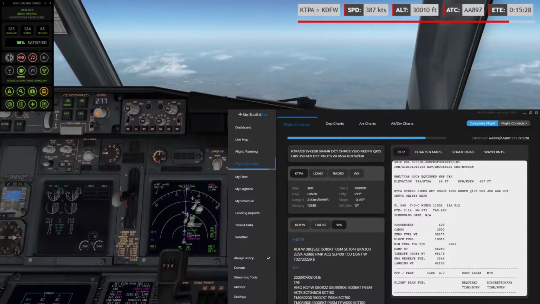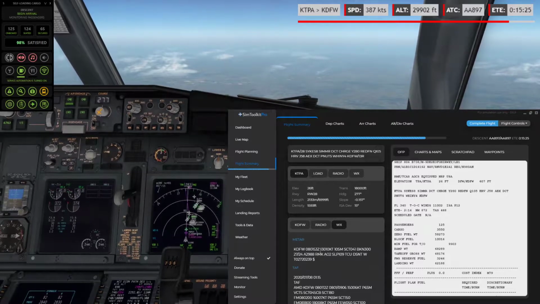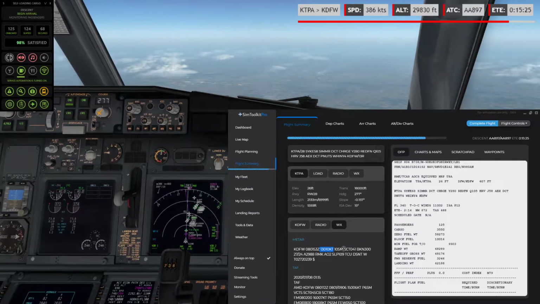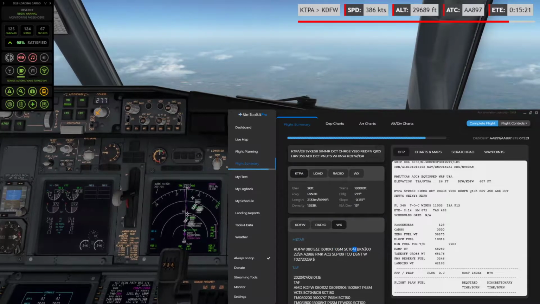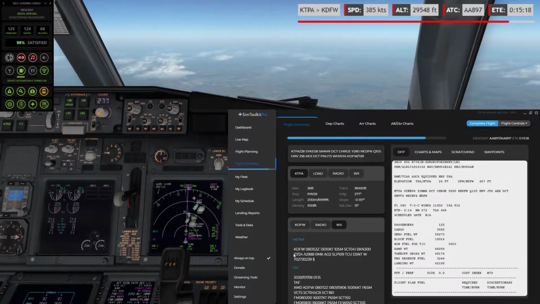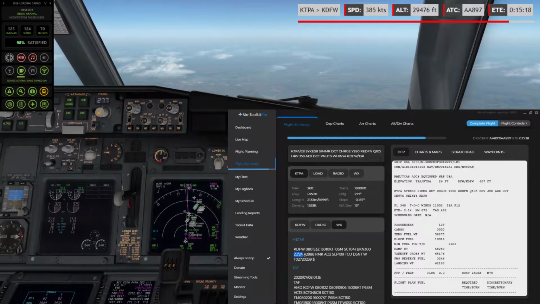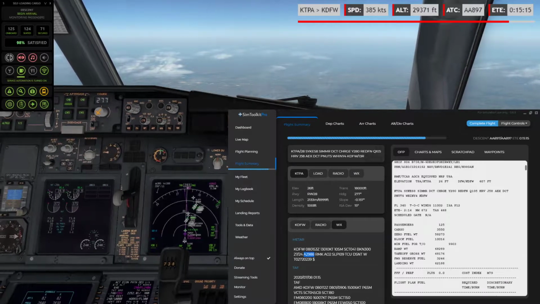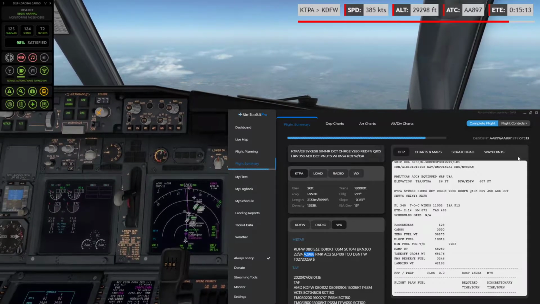So weather in Dallas is 130 at 10 knots, 10 nautical miles of visibility, scattered clouds at 4,100. Broken at flight level 300, temperature 27, dew point 24, altimeter 2988. So we can set that there on the aircraft, and that is set.